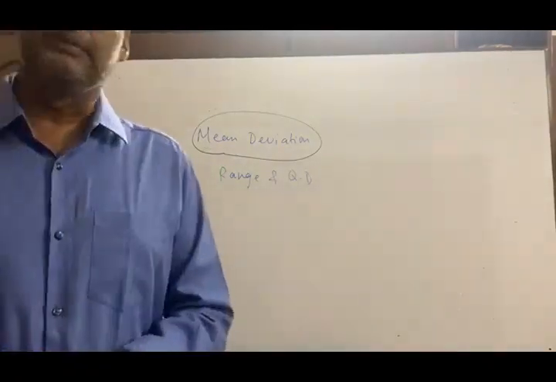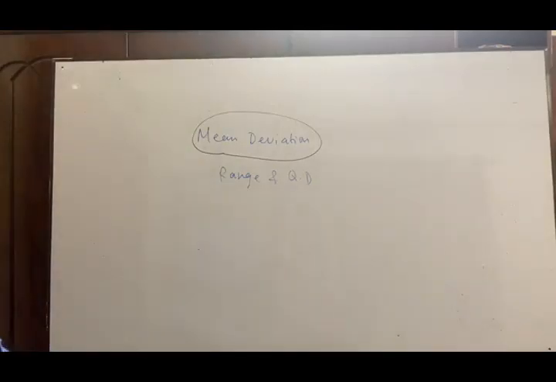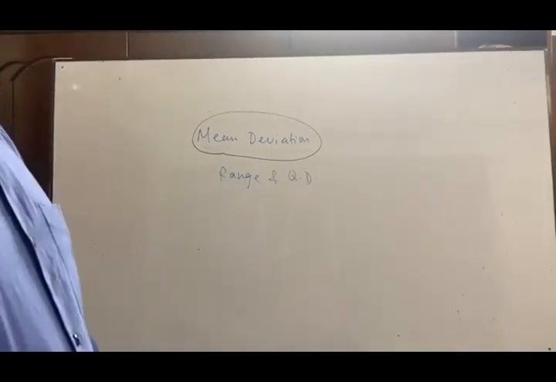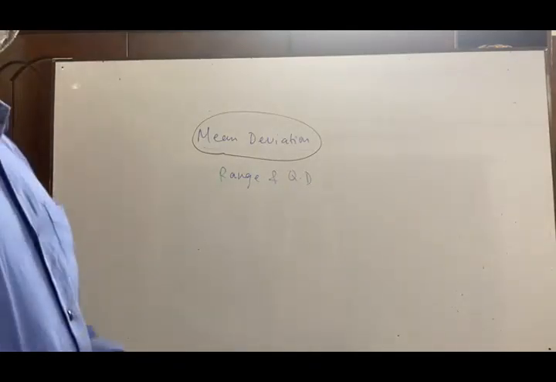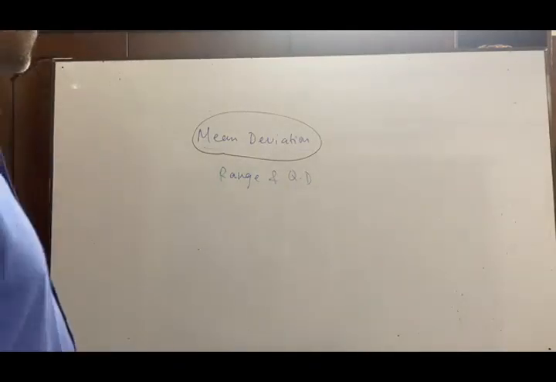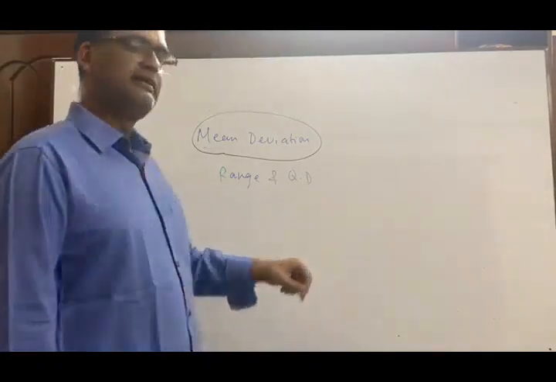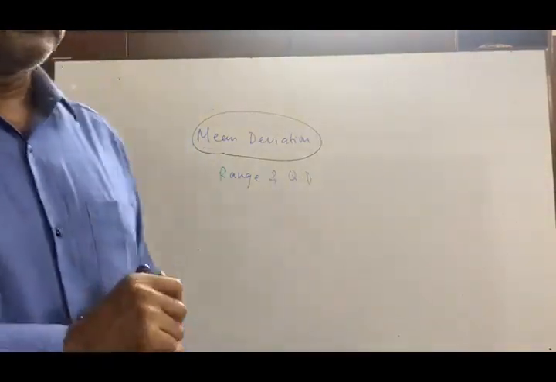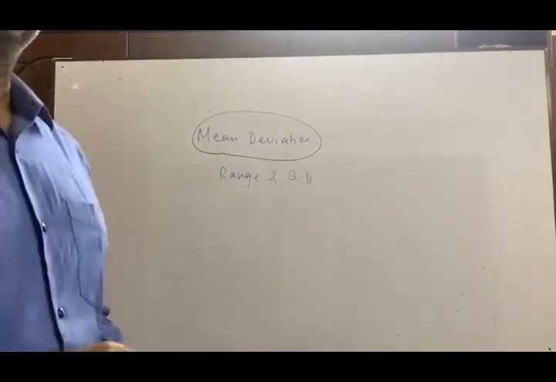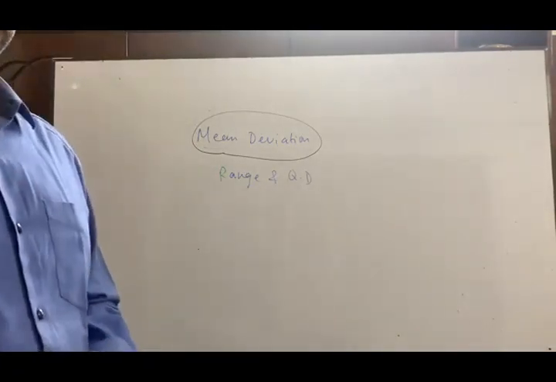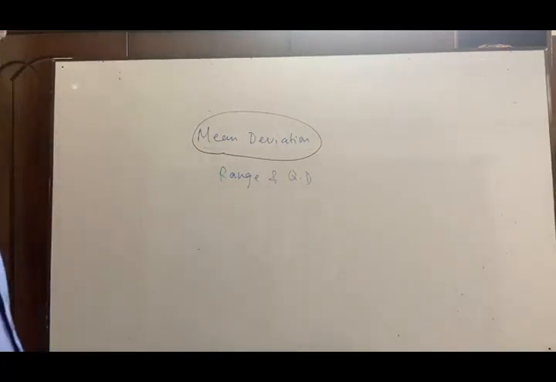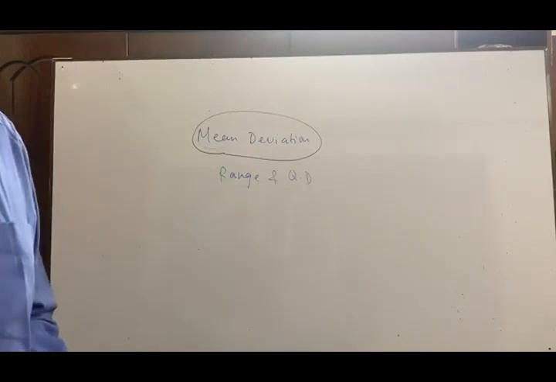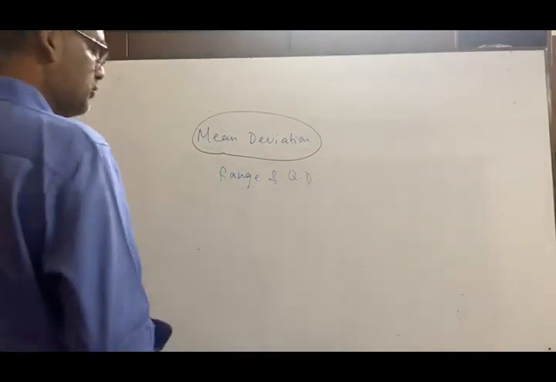This can be given in the MCQ. I repeat, mean deviation is more reliable than range and quartile deviation, because in range and quartile deviation they didn't take all the data, but when we determined the mean deviation we took all the data. So we can say that mean deviation is more reliable.